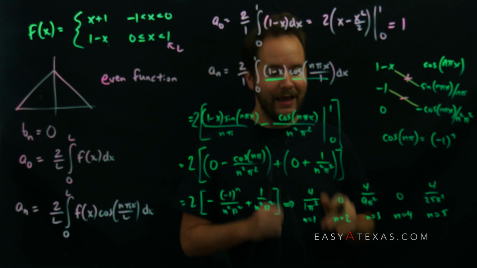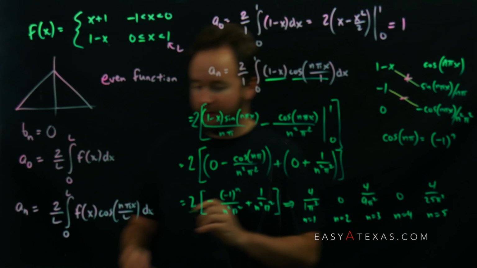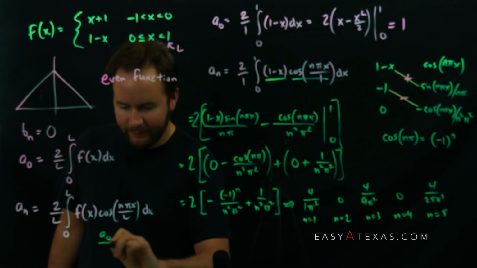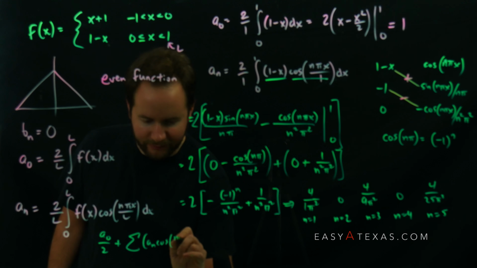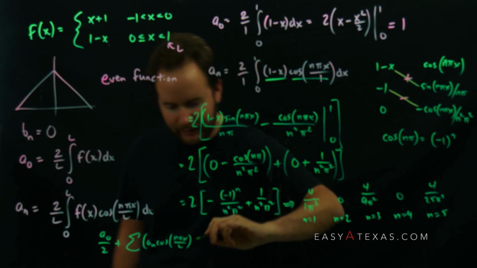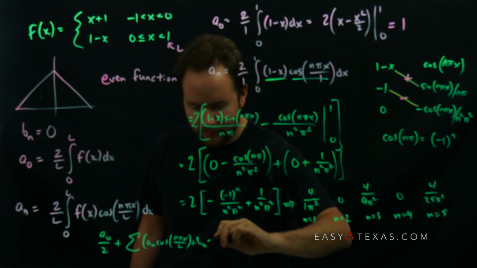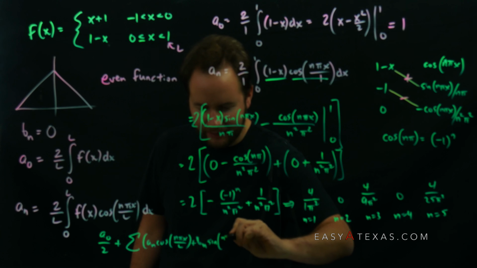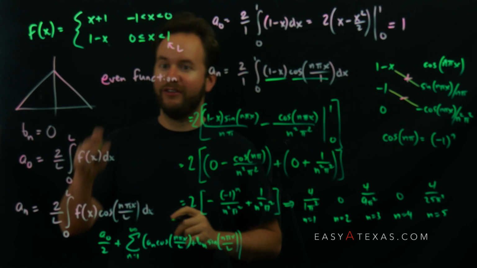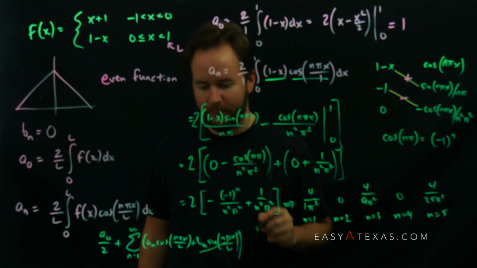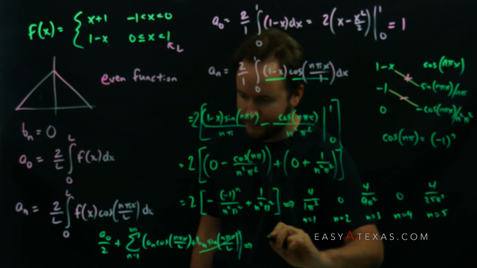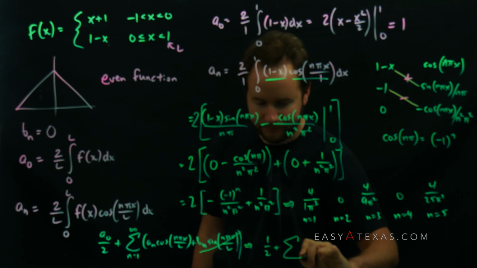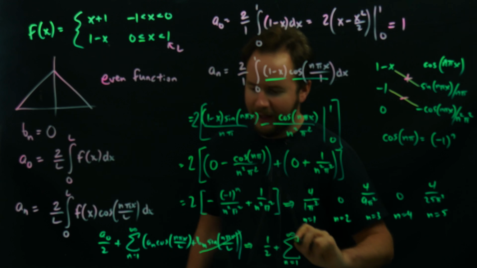So I'm going to now go ahead and set up my Fourier series. Remember, the Fourier series form is going to be a naught divided by 2 plus summation a n cosine n pi x over L plus b n sine n pi x over L as well. Now we established that b sub n was automatically 0 because this was an even function. So I don't even need to worry about this term here. However, I do remember that a sub 0 was 1. So I get 1/2 plus summation from n equals 1 to infinity of a sub n.